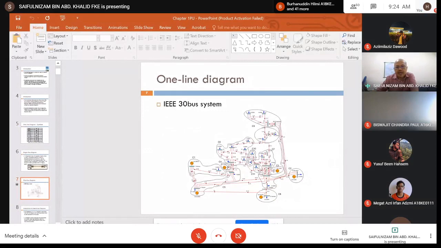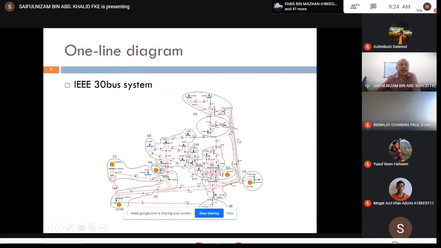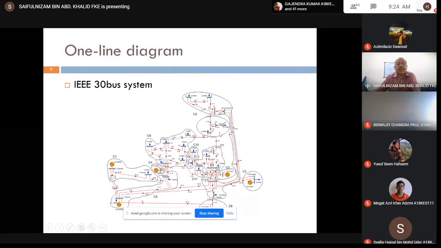This is an example of the IEEE 30 bus system, the one line diagram or single line diagram. If all the three-phase quantities were presented in this one line diagram, you can imagine how it would look, right?